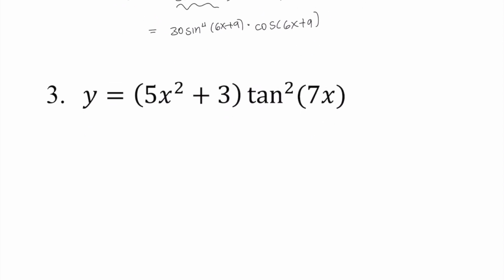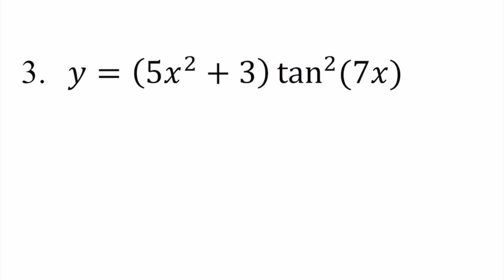The next one is a little bit more complicated, I would say, but as long as you understand the chain rule, I think it'll be fine. So next question, we're going to be multiplying 5x squared plus 3, this whole thing, times tangent squared 7x.